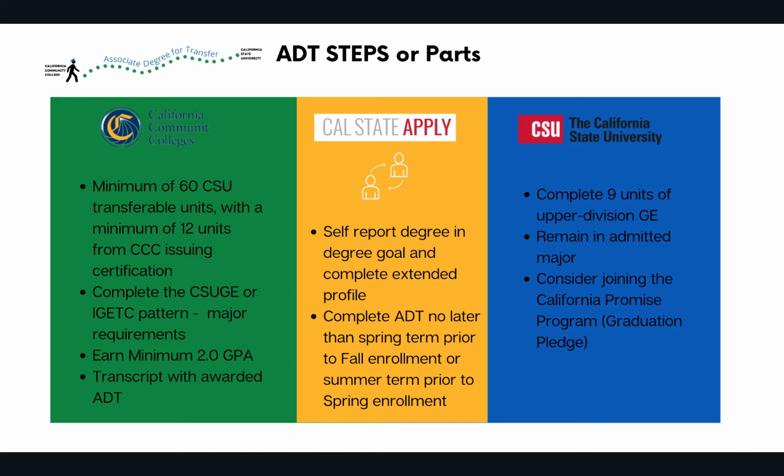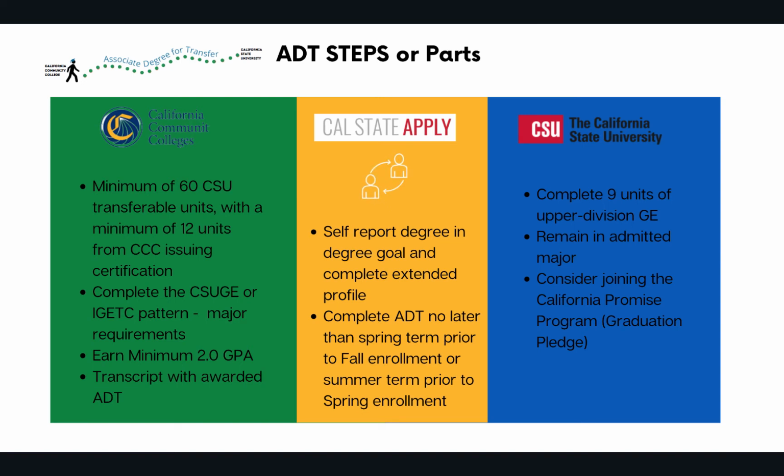The ADT does need to be completed no later than the spring term prior to the fall enrollment. So by the end of this spring, it does need to be completed. And similarly for the spring enrollment, it needs to be completed by the summer term. So you have those things to consider. For those who are planning to apply in the future, just be mindful that you can self-report that you will be completing an ADT, for example, if you're planning to apply for fall 2022.